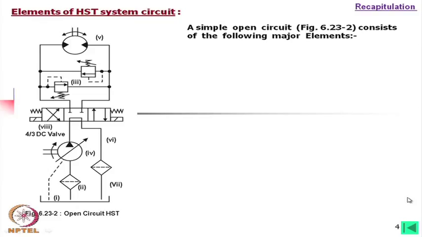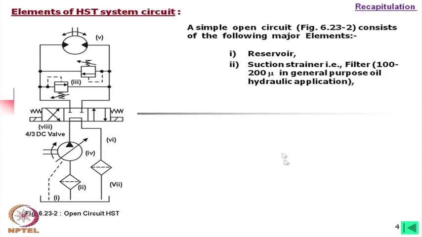Now, in reality, the circuit will look like this. This is a simple open circuit which consists of the following major elements. What is that? There is a reservoir. Then a suction strainer. These are called suction strainers too. The filtration is usually 100 to 200 micron in general purpose oil hydraulic applications.